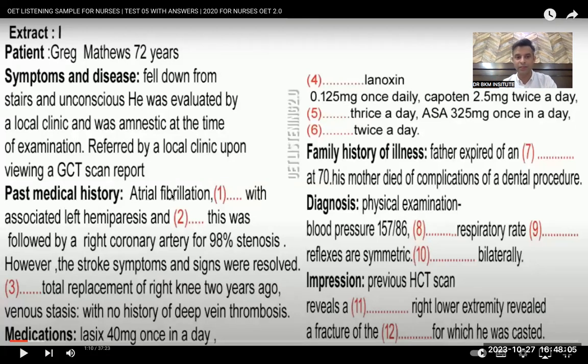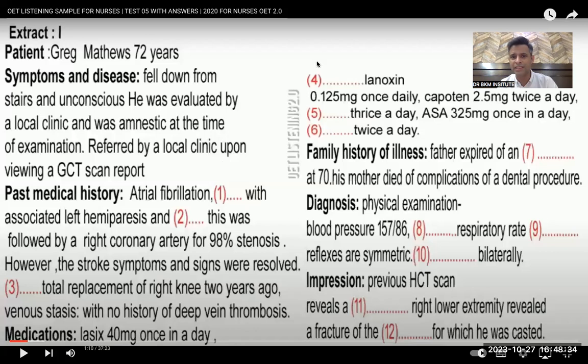Starting from there, the first thing I can understand is that past medical history means there should be a disease. Atrial fibrillation, dash, with associated left hemiparesis and dash. This was followed by a right coronary artery 98% stenosis. However, the stroke symptoms and signs were resolved. Dash total replacement of right knee. So it should be like knee total replacement, but they have given the word knee here, so I don't know what to fit in.